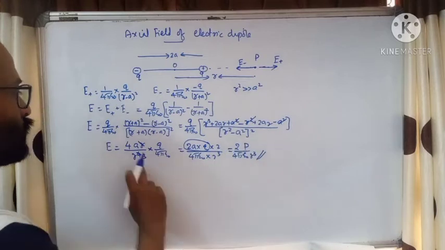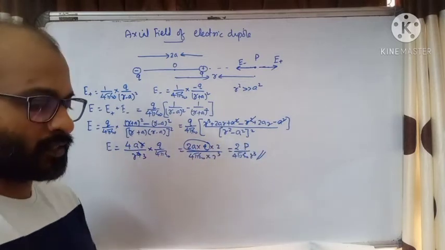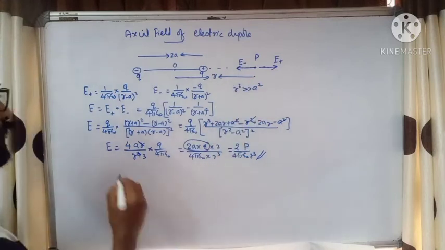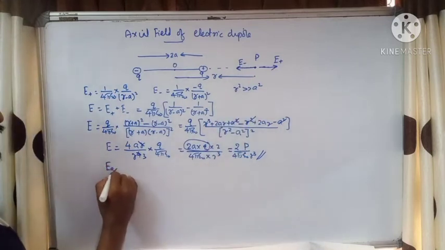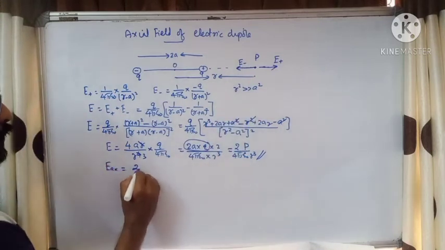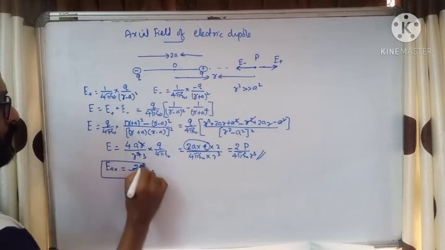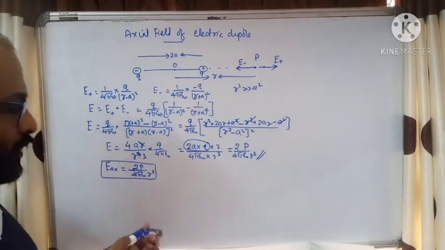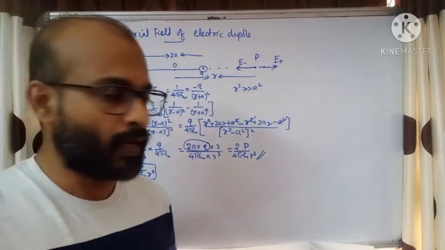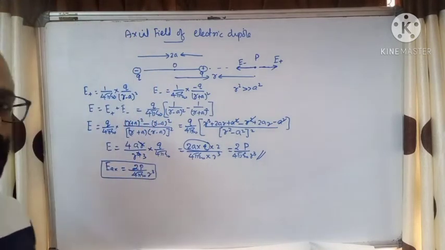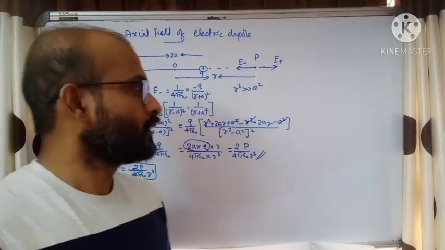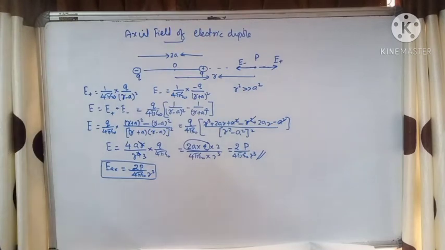This is the value of electric intensity along the axis, or we can say E axial. E axial is equal to 2p by 4 pi epsilon 0 r cube. This is the equation for axial electric field. So along the axis there will be an electric field given by 2p by 4 pi epsilon 0 r cube. This is the direction of electric field.